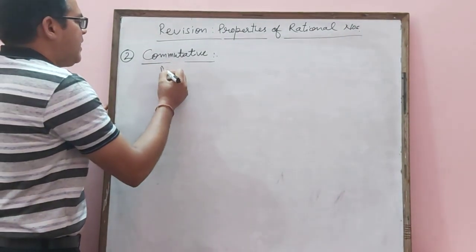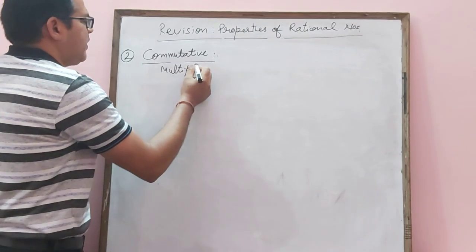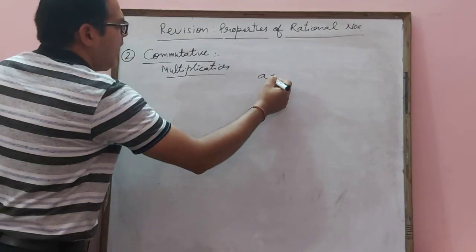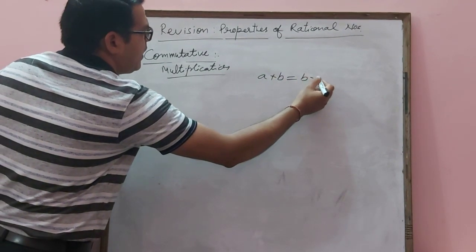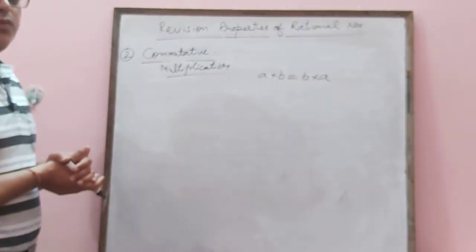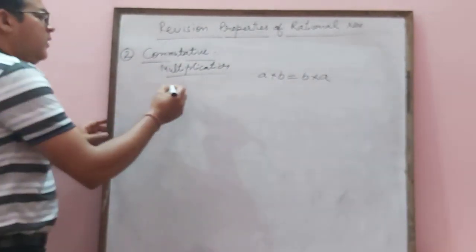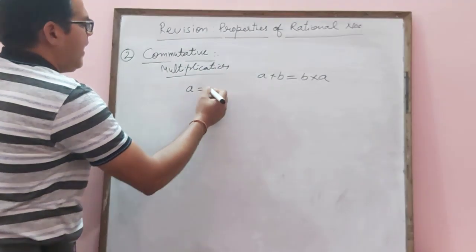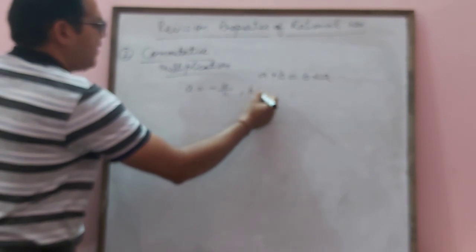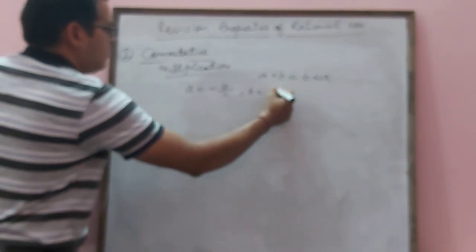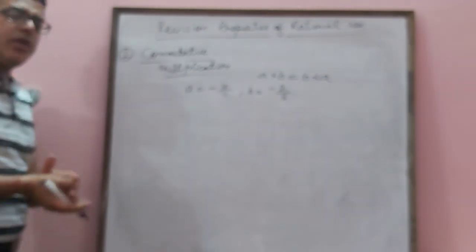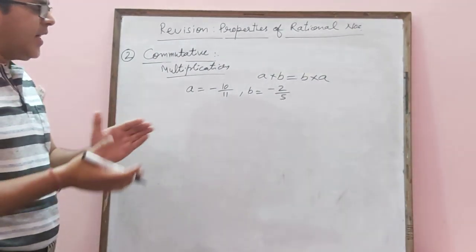Now, multiplication. The third operation I am taking here is multiplication. Can we say A into B equals B into A? Is it true? We have to check it through an example. So let the value of A be minus 10 by 11 and B I am taking here minus 2 upon 5. Any numbers you can take. Here I am taking two negative rational numbers.